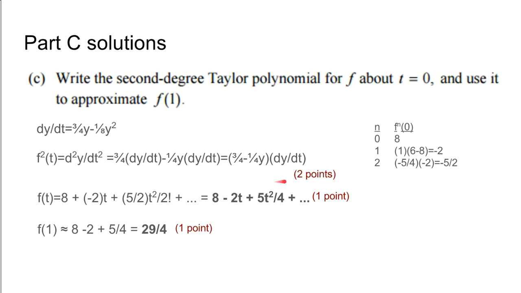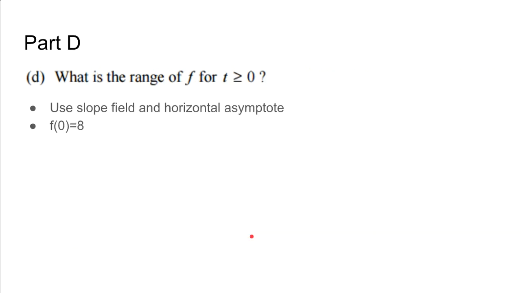To find the nth derivative, it helps me to make a chart like this, but it's ultimately up to you. These derivatives over n factorial are the coefficients for x to the n, as you can see from the finished Taylor polynomial. So finding your d squared y over dt squared value is 2 points here. The finished Taylor polynomial is 1 point, and then plugging in f of 1 at the end is another point.